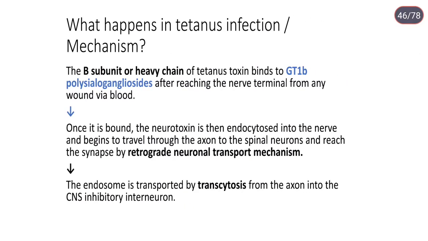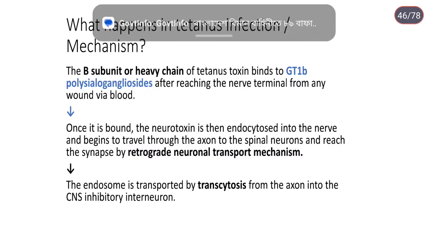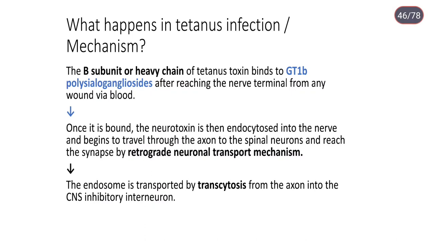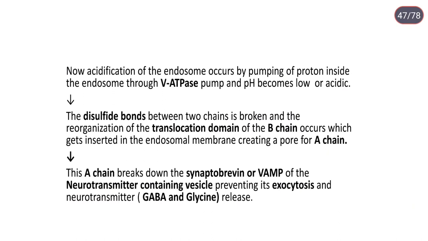So let me repeat it. First, the B subunit binds to the receptor and internalization occurs, which causes the entire exotoxin receptor complex to go into the retrograde neuronal transport system, and by transcytosis from the postsynaptic membrane to the presynaptic membrane. After it goes to the presynaptic membrane, the endosome has the V-ATPase pump or proton pump, which causes the acidification of the endosome, and the disulfide bond between the A and B chains, or the heavy and light chain, is broken, and the A chain now comes out into the cytoplasm of the presynaptic neuron.